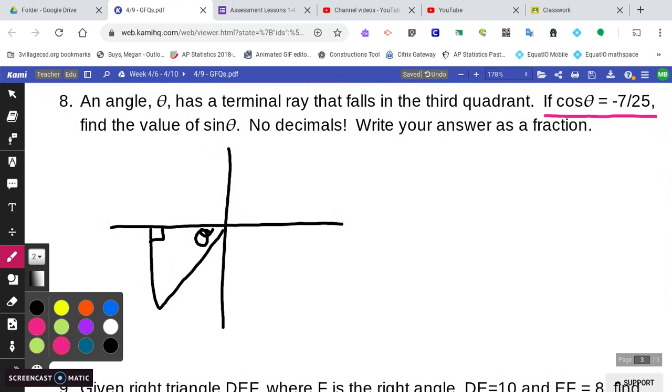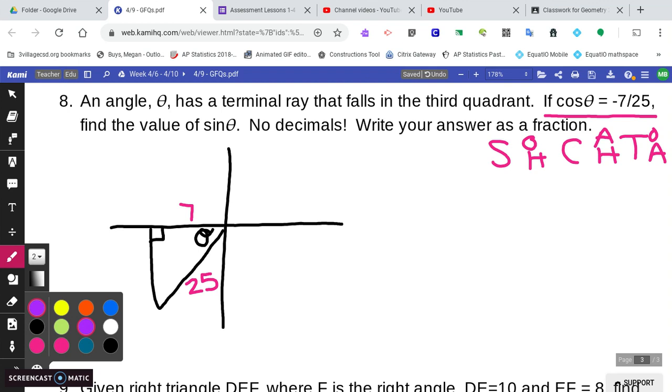So remember, when we were thinking about CAH, we're thinking about adjacent over hypotenuse. So the adjacent would be here, which checks out that that's a -7, and the hypotenuse would be 25. Now what we want to figure out is the value of sine theta. So that's my opposite over my hypotenuse. But unfortunately, we don't have the opposite, so we don't have the side that doesn't touch the angle.